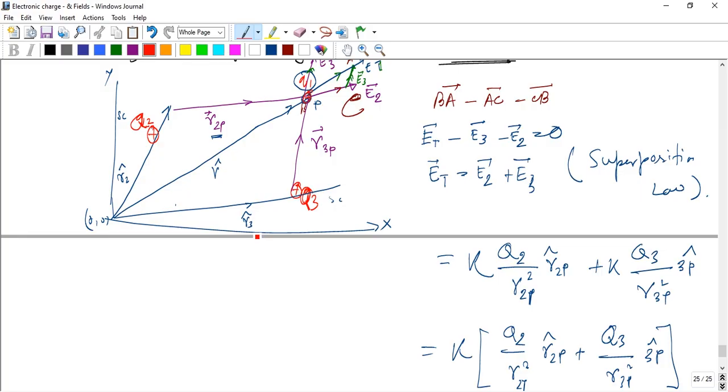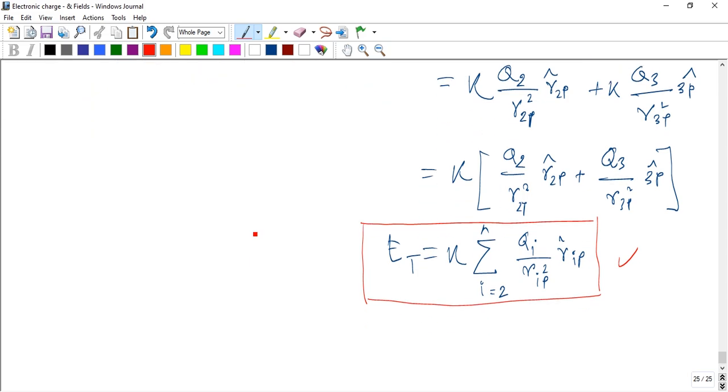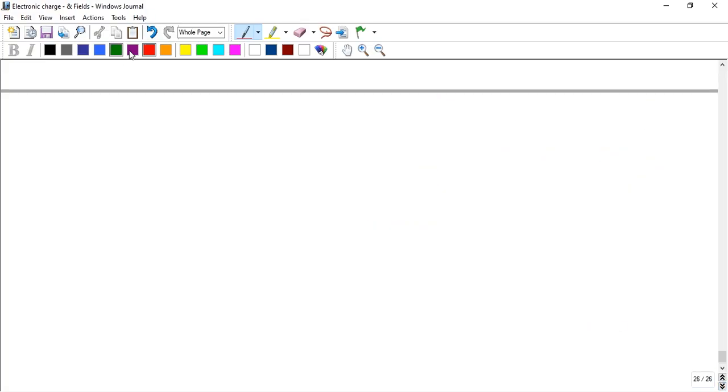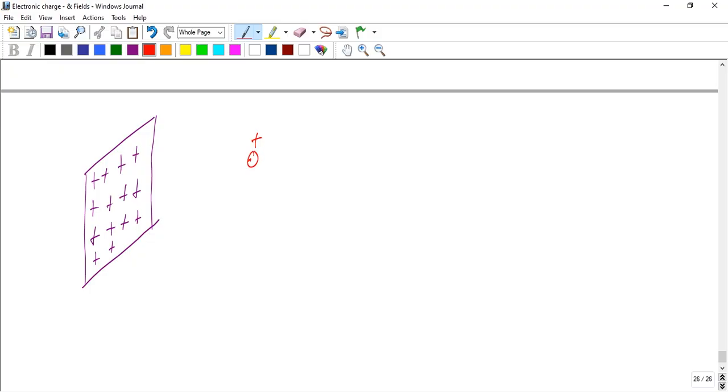Now we discuss some basics, an extension of the previous topic. So if I consider a charge sheet, that is a charge sheet. Consider the charge sheet, all over the sheet there are plus charges. If I put a test charge here, a positive test charge here, the electric field is in that direction.